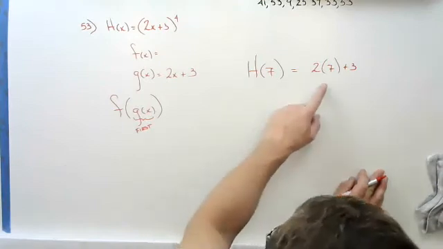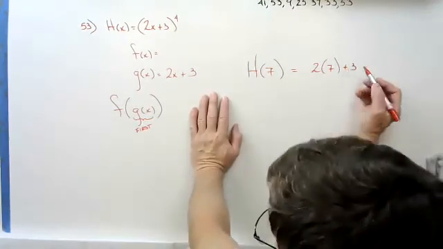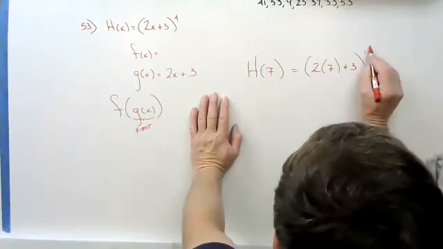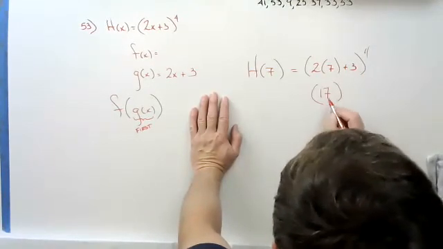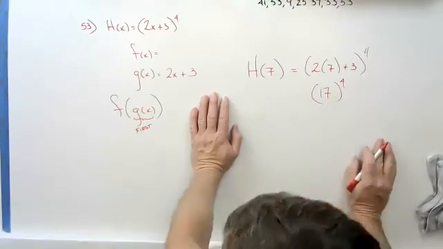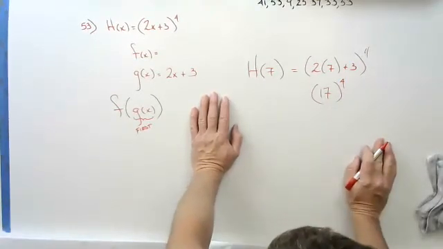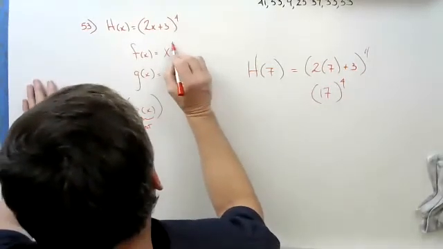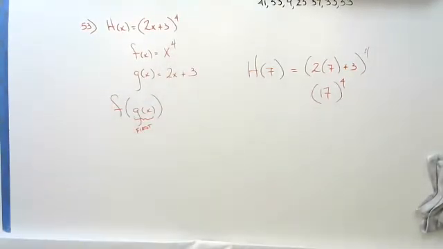Now, we all know what that gives us, right? That gives us 17, right? 17, 14 plus 3. So that would give us 17. After we get to 17, then we raise it to the 4th power. So my second step would be raising it to the 4th power. And there we go. Done. And that's how you do it.